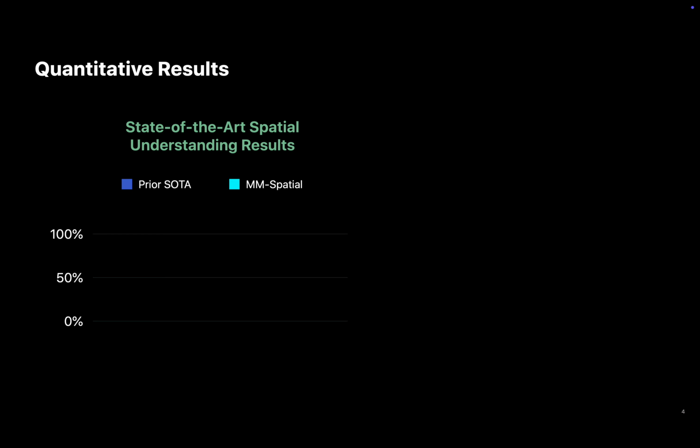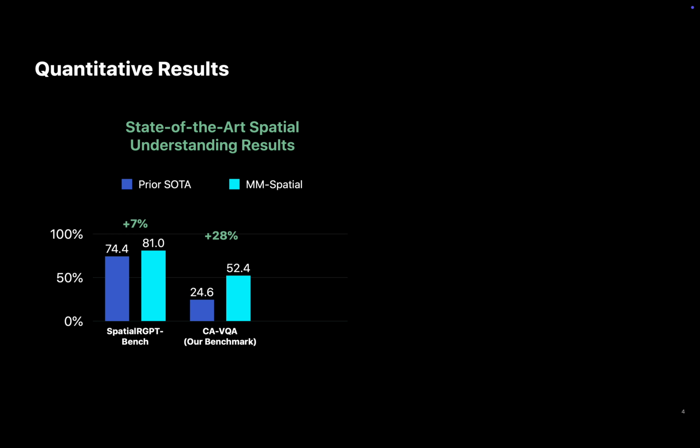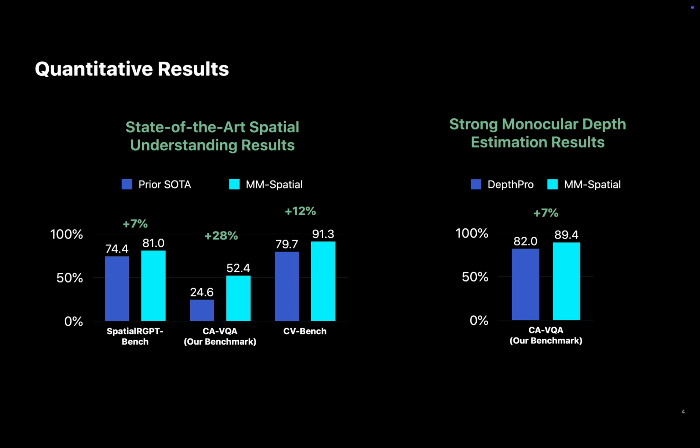Just to flash some results here. For the details, you can look into the paper. We achieve state-of-the-art performance on spatial understanding tasks, including SpatialRGPT-Bench, CA-VQA, which is our own benchmark, and then also CV-Bench, the one we saw in the beginning. Additionally, we also show that our model can do pretty well at depth estimation compared to Depth Pro, a strong monocular depth estimator. On our CA-VQA benchmark, we can actually achieve an improvement over Depth Pro, even though our model is a generalist multimodal LLM and not just optimized for depth estimation.